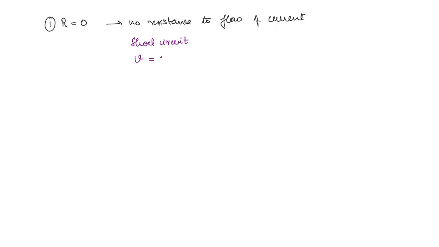The first condition is R equal to 0, that means there is no resistance, no opposition to the flow of current, okay. So this condition is called a short circuit, and if it is a short circuit, then the voltage will be 0. Why will it be 0? Because if resistance is 0, there is no resistance to the flow of current, okay.